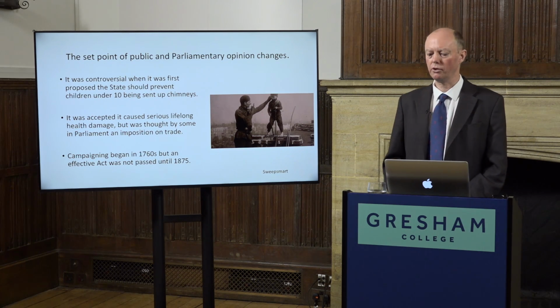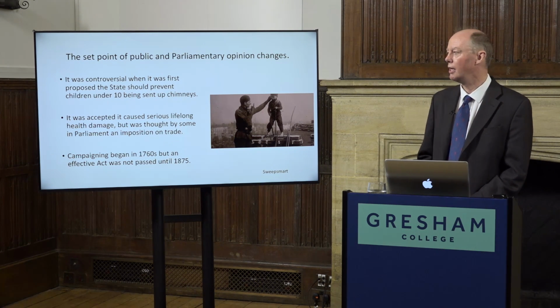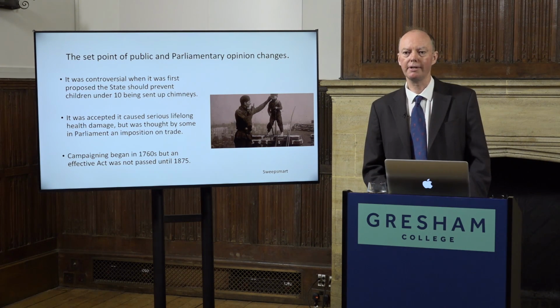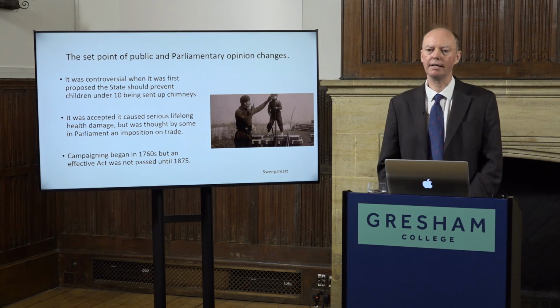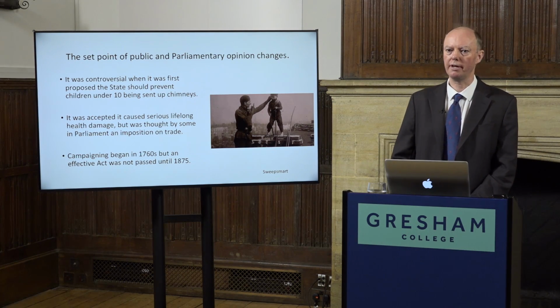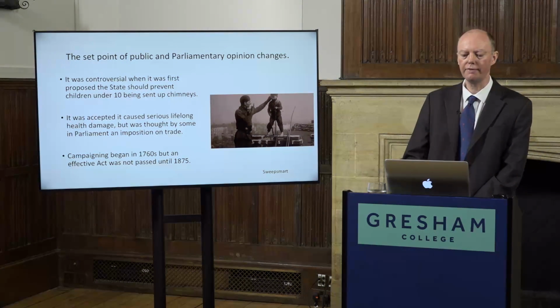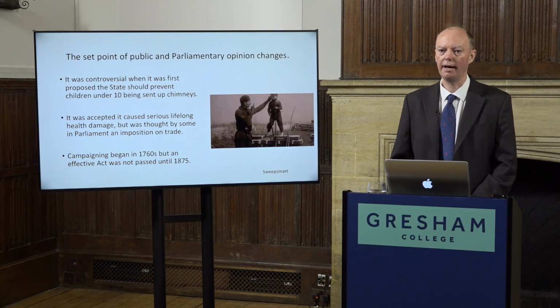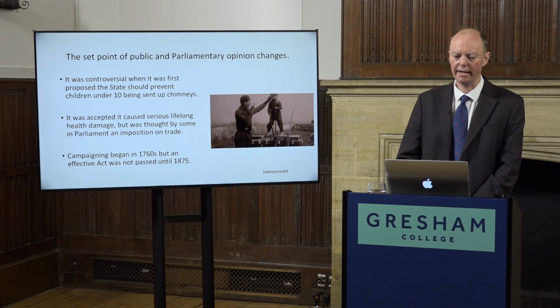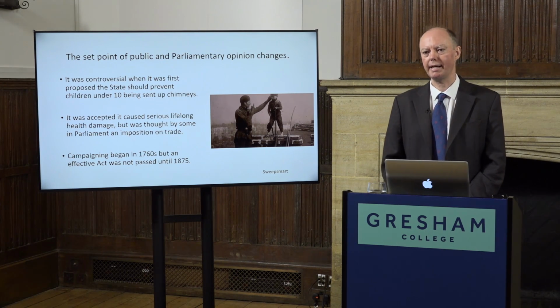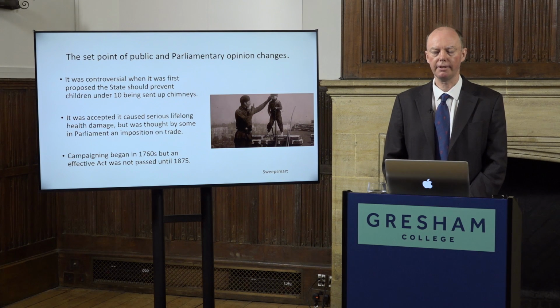It was actually quite controversial in Parliament when it was first proposed that the state should prevent children under the age of 10 being sent up chimneys to help clean them. It was widely recognised it was a horrible life for the children, many died. It was accepted that it caused lifelong health damage to the children, who usually had a very short life anyway. Most of them came from very poor families. But it was thought at that stage, by some in Parliament, an unnecessary imposition on trade.